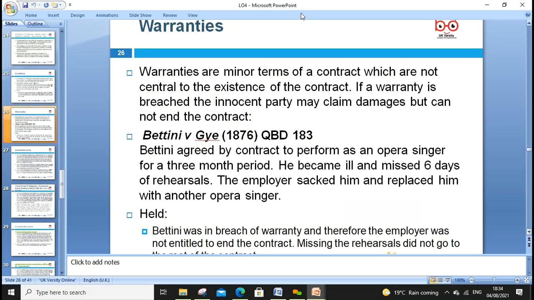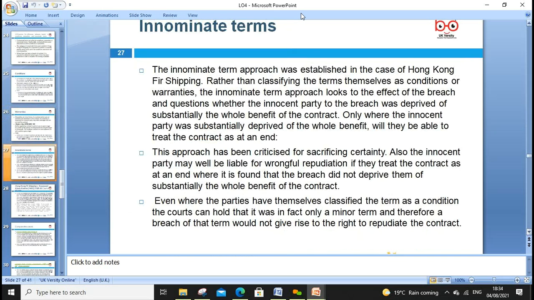Warranties are the minor terms of the contract which are not central to the existence of the contract. If the warranty is breached, the innocent party may claim the damages but cannot end the contract. The contract won't be finished, but the warranty gives you entitlement to damages. We haven't really fulfilled the service commitment, but you can't cancel the contract.